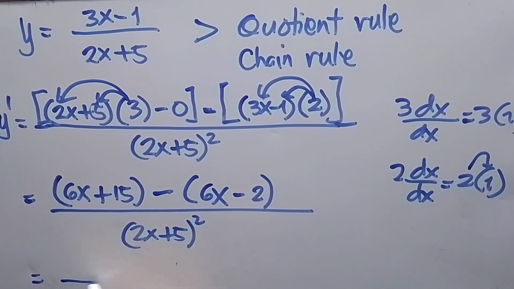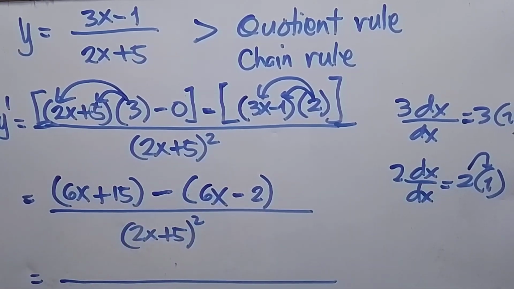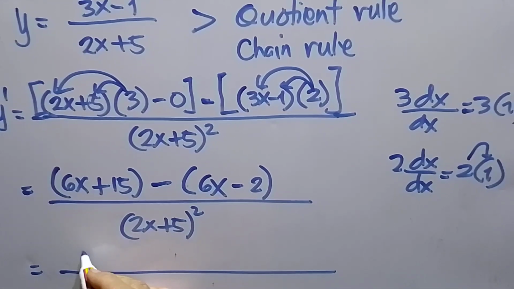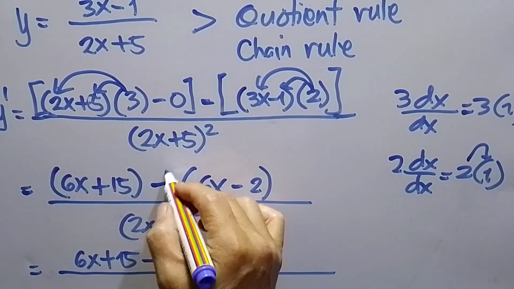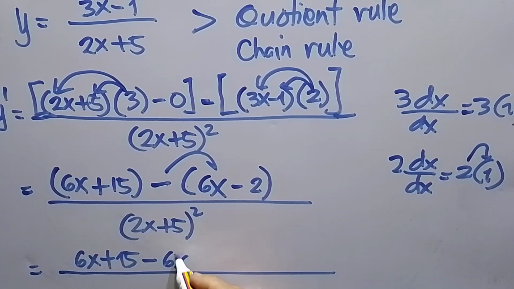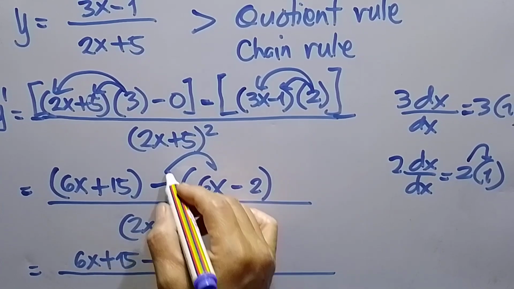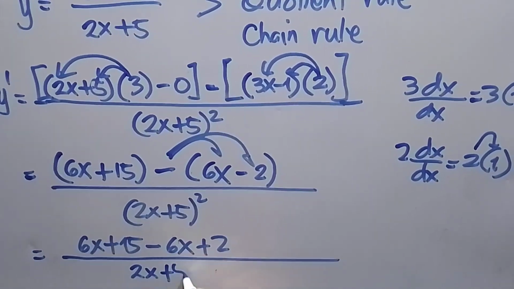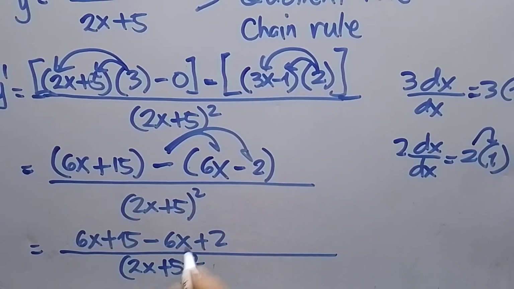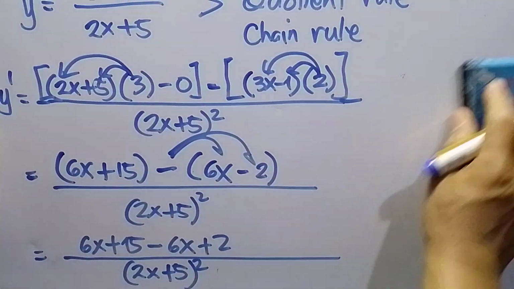Then simplify the numerator. So remove the round brackets. So this will be 6x plus 15. Distribute. This will be minus 6x. And then this will be plus 2. Then copy the denominator, 2x plus 5 squared.